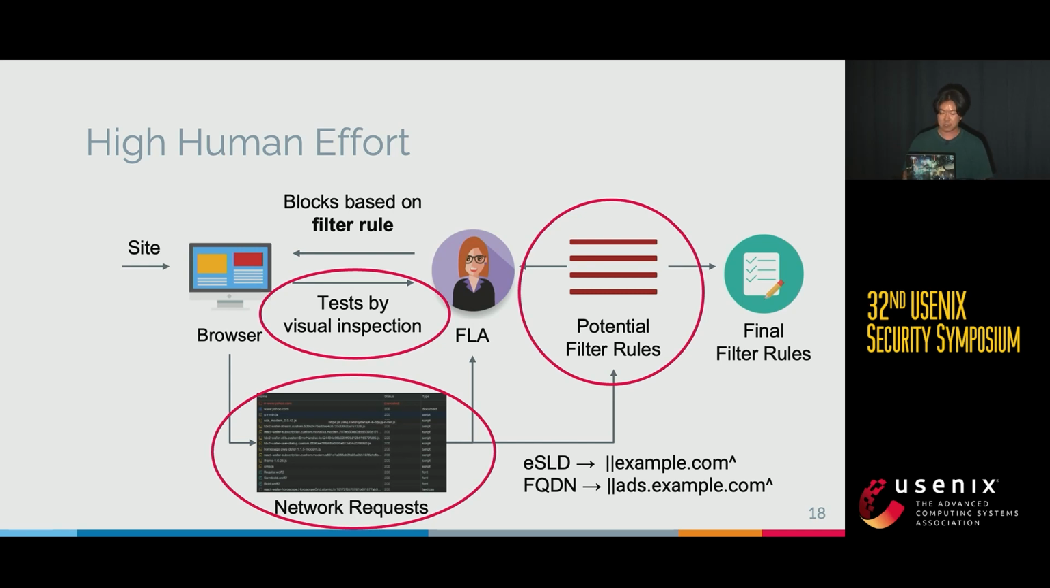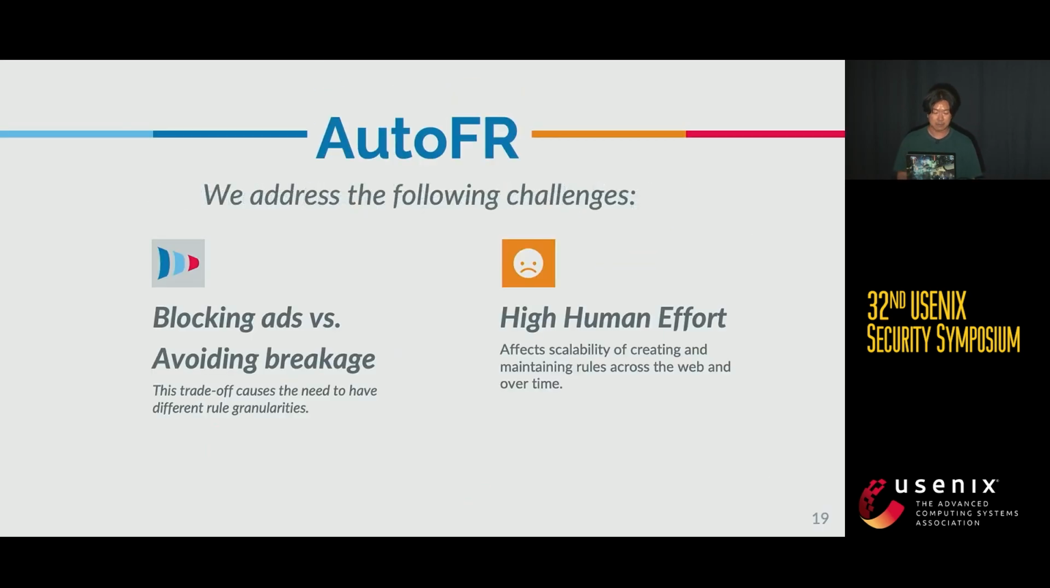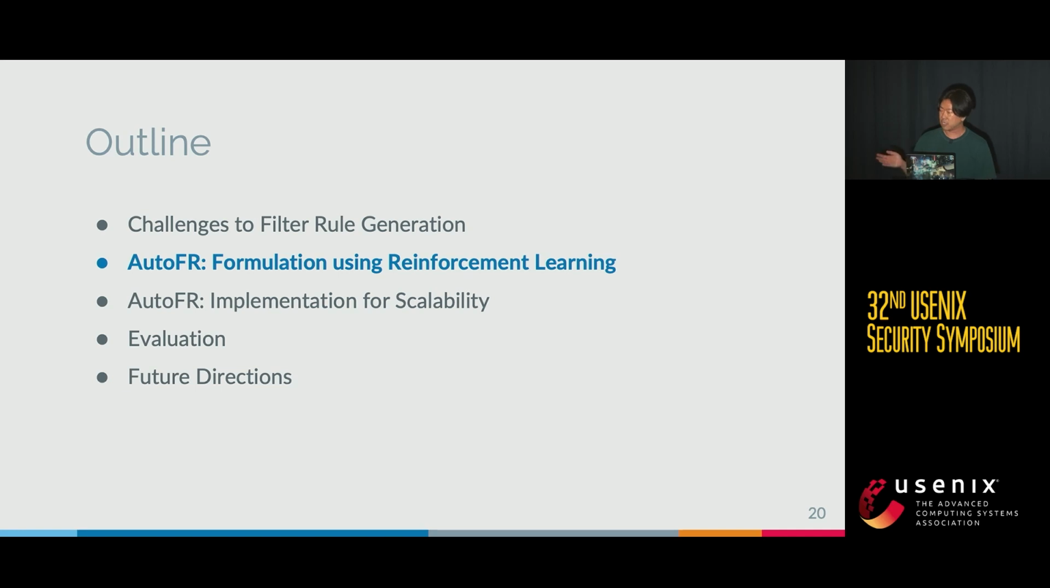As we can see, this iterative trial and error process naturally lends itself to using reinforcement learning, which I'll go into later. So AutoFR aims to address these two particular challenges. So far, I've discussed the challenges to this problem.